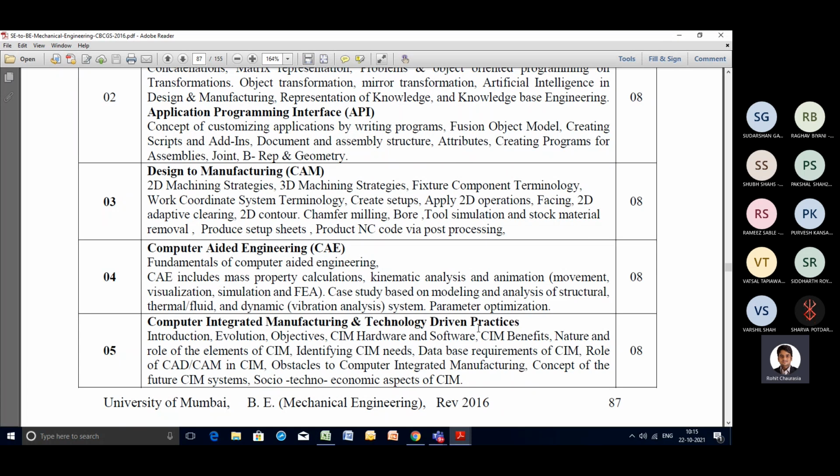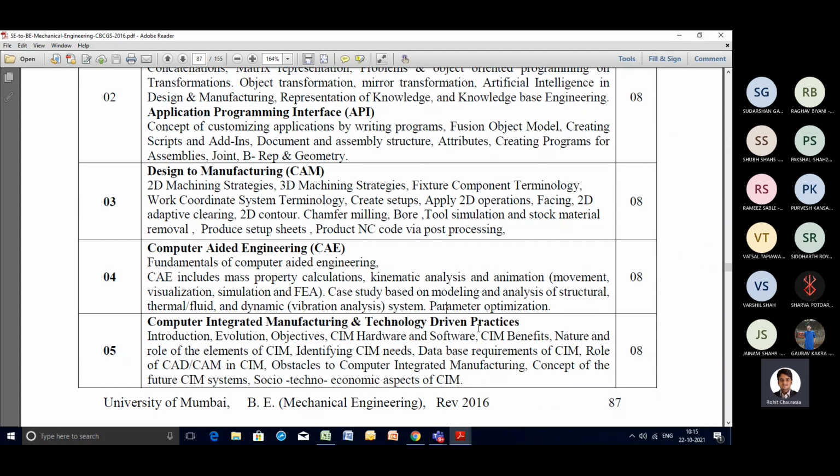Basically, in CAD CAM you have not submitted much assignment. I think last time we took one class test, and in that class test only 40 to 45 students submitted their work. And today, in the same way, we are going to ask you to submit one case study based on modeling analysis, and that modeling analysis may include thermal, fluid dynamics, manufacturing. Whatever parameter you can take, you can go with that.